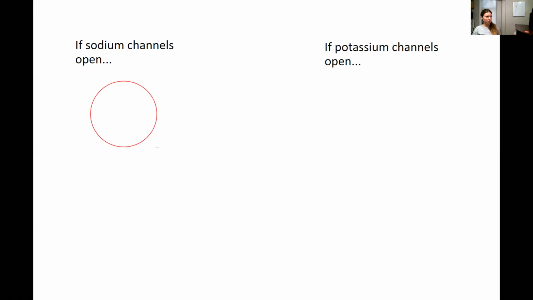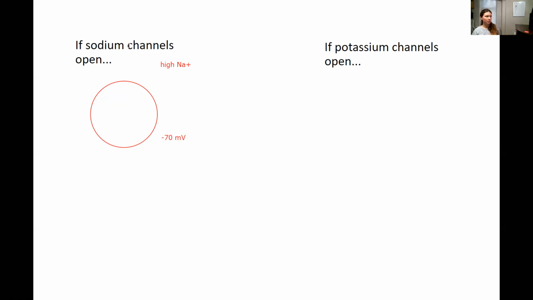So if we have a sodium channel open in response to our stimulus, we're going to go from our area, right? We remember we have high sodium outside. So here we have our high sodium. We remember that the high potassium was inside, but that doesn't matter for our sodium. But we do want to remember that we have this negative 70 millivolts as our membrane potential inside.